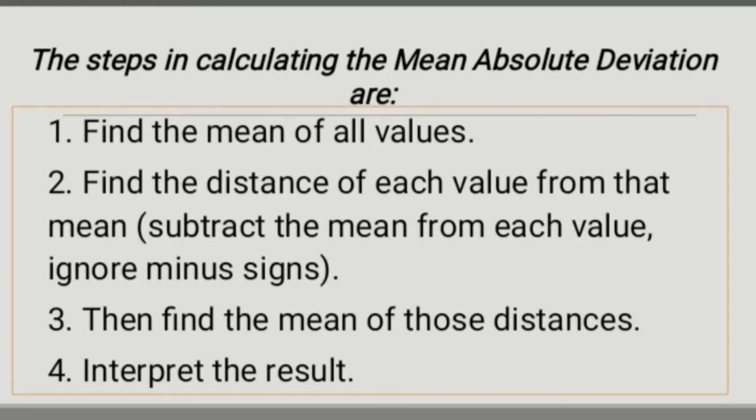To summarize, the steps in calculating the mean absolute deviation are: first, find the mean of all values. Second, find the distance of each value from the mean, where you are going to subtract the mean from each value. Ignore the negative sign. And third, find the mean of those distances and interpret the result.